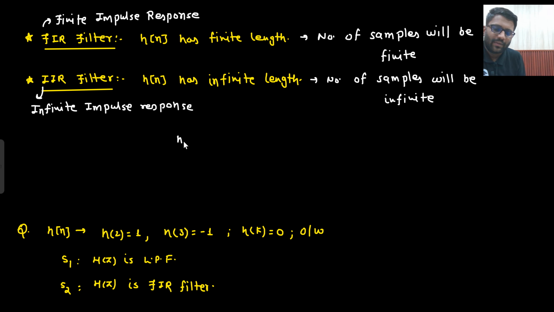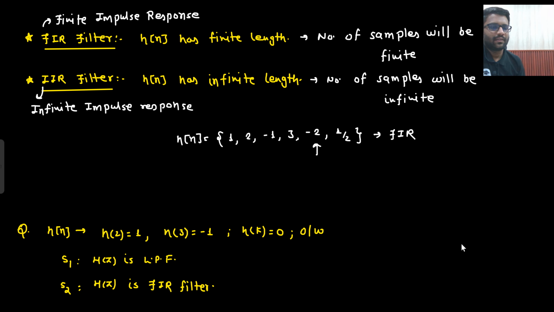So if I write down my h(n) as 1, 2, minus 1, 3, minus 2, 1/2. Okay, this is your h(n). So this is a finite length. No? 1, 2, 3, 4, 5, 6. 6 samples are there. So finite length. So it is a FIR filter. FIR system or FIR filter, whatever you want to call it.